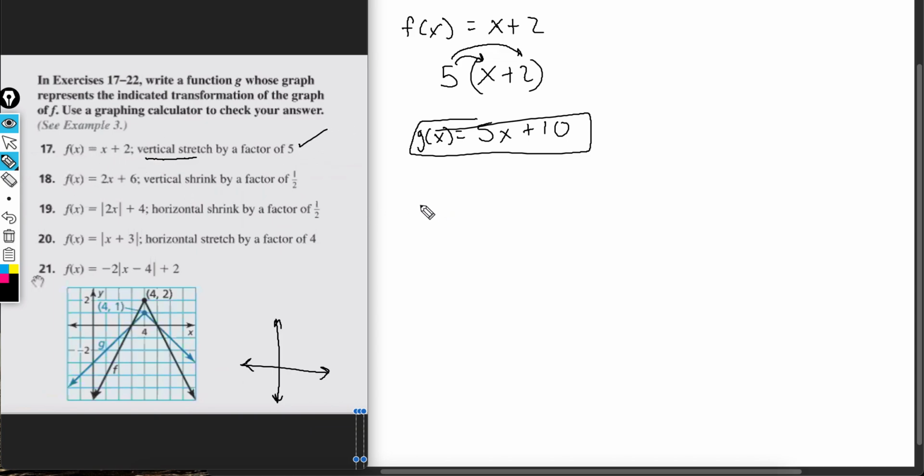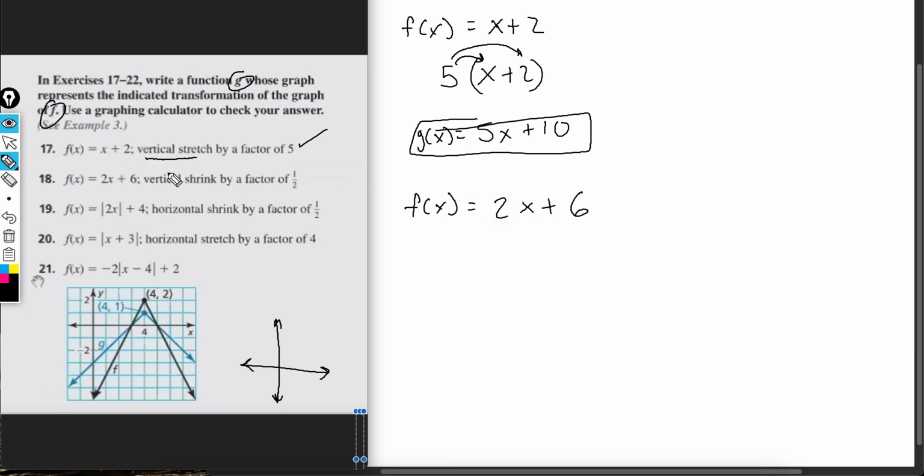Let's go to number 18 real quick. So 18 says f of x is equal... Oh, and the reason we did g of x, because remember, we want a function of g coming from the function of f. So f to g. I know it's worded weird, but that's what it's saying. So f of x equals 2x plus 6. Cool. So far, so good.